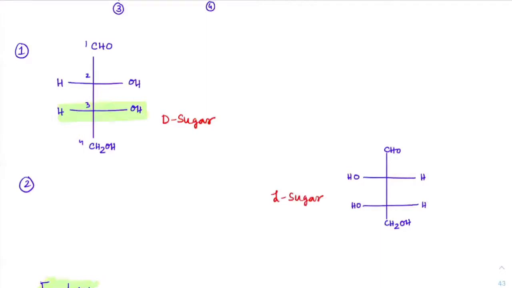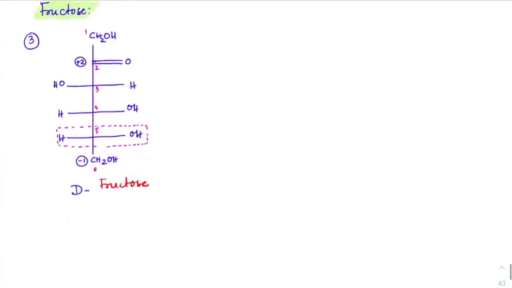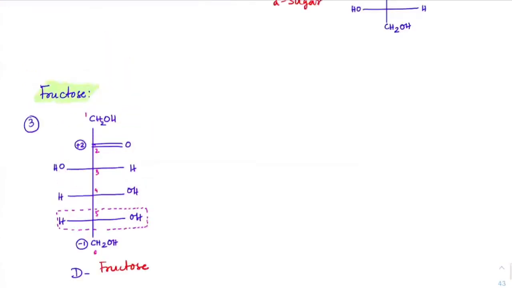Okay. Fructose. Check out. In fructose, OH is on the right hand side. So what kind of a sugar is it? D sugar. That's why it is called D-fructose. I guess you understood this point. What is D and L? Now the same thing can be derived for amino acids also.